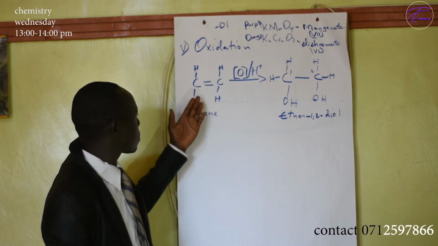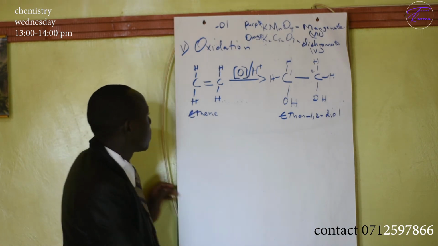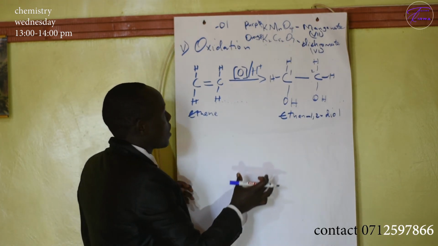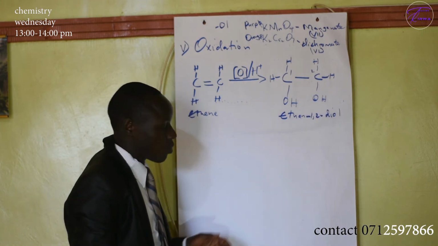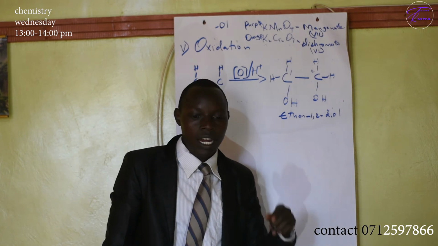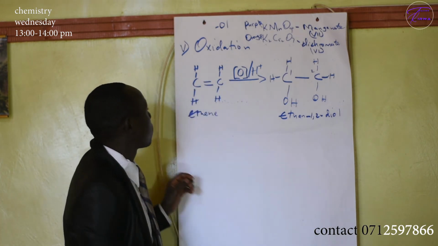If it was propene, then it forms the same thing. The only difference is we will have 3 carbon atoms, but for this one it is 2. But this OH adds across a double bond.